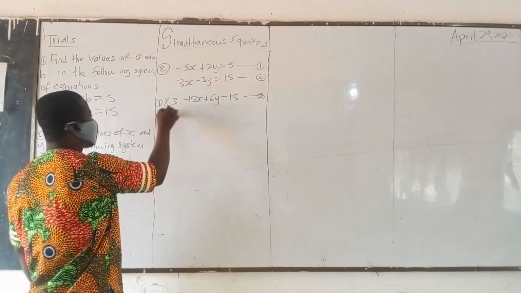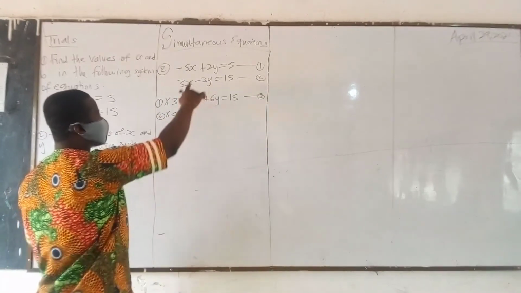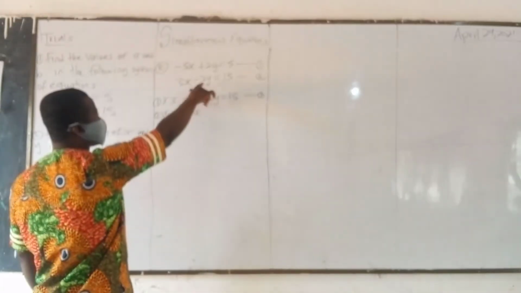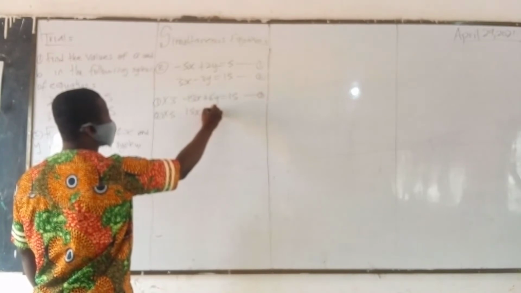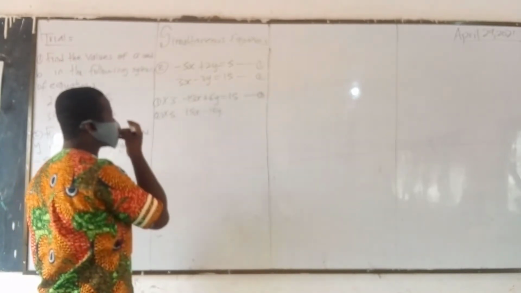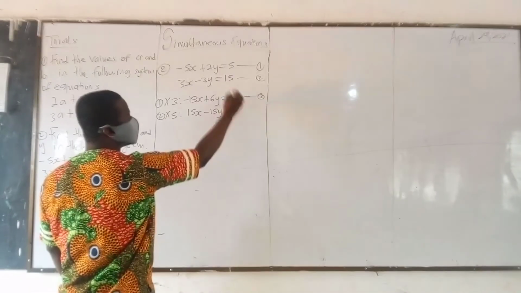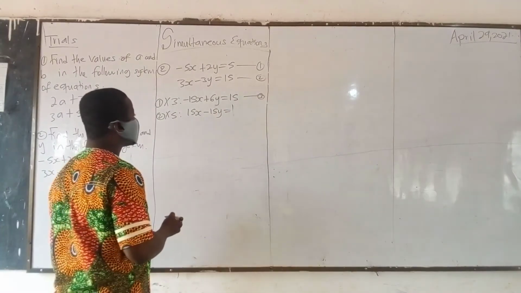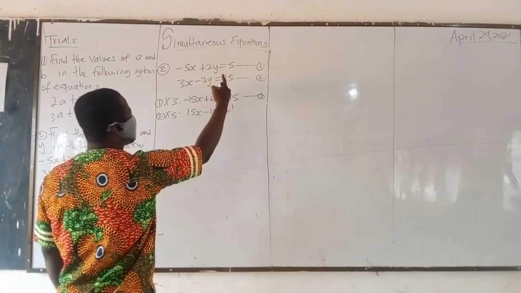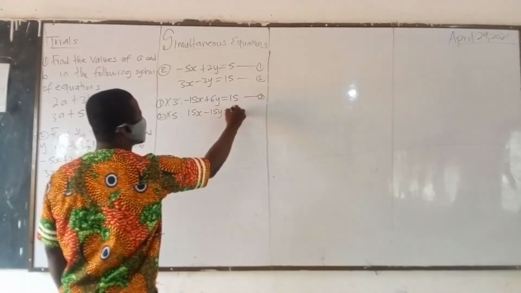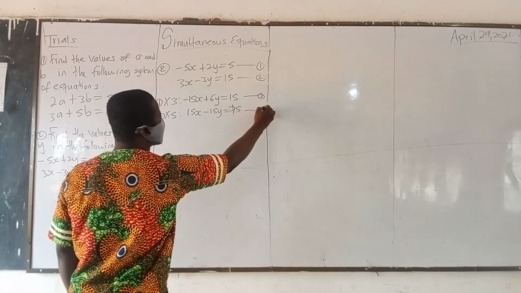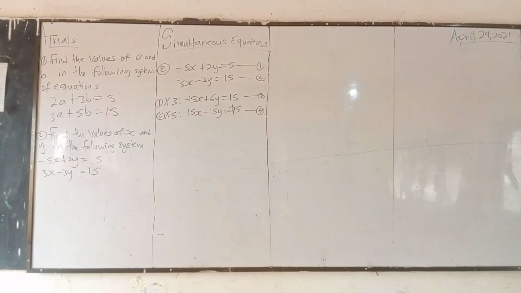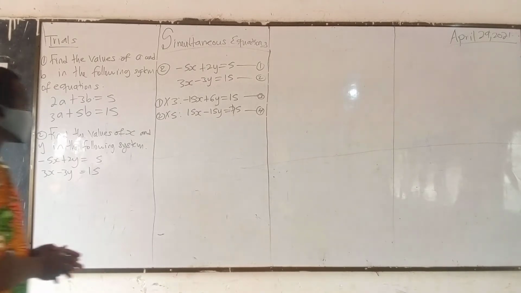Multiply equation 2 by 5. 5 times 3 gives us 15. 5 times negative 3 gives us negative 15, then bring the y, and equal to 5 times 15, which is 75. Let's put this as equation 4. Are you okay?